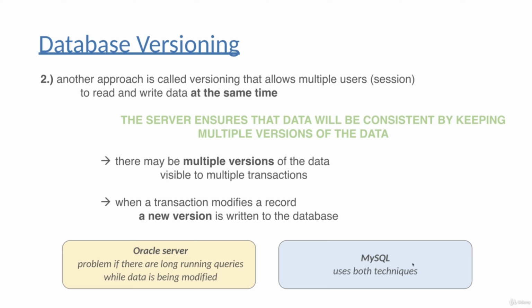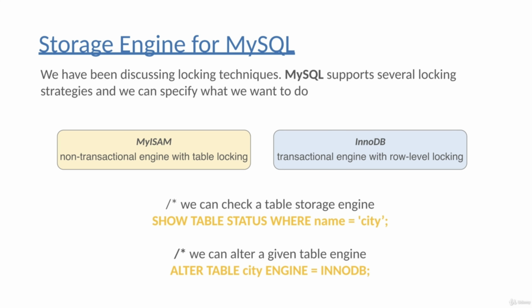As far as MySQL is concerned, it uses all of the techniques. As far as Oracle is concerned, there may be a problem if there are long-running queries while the data is being modified, but anyways, we are going to focus on MySQL. So this is the so-called versioning approach. And finally, let's talk a bit about storage engines. So we have been talking about the locking techniques, and MySQL supports several locking strategies, and we can specify what we want to do. And it is crucial that there are several so-called storage engines for MySQL.